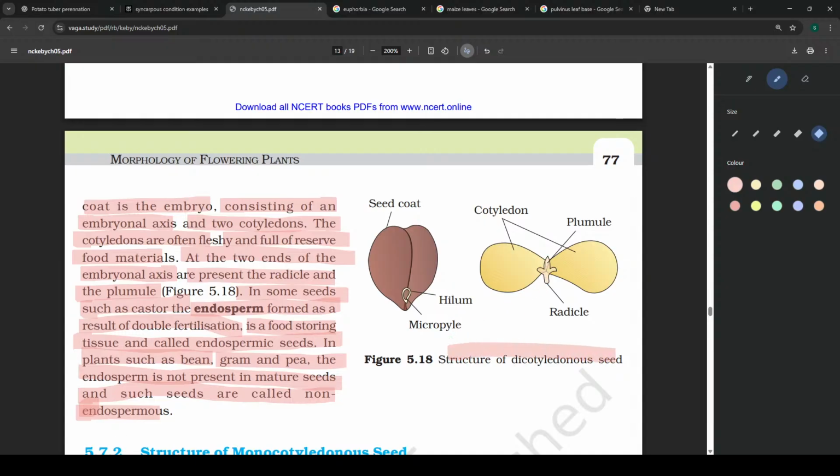Structure of a dicotyledonous seed. There is a micropyle, the small pore, a hilum, the attachment scar, seed coat, testa, and tegmen. Cotyledons, two cotyledons in case of dicot seed, a radicle, the future root, and plumule, the future shoot. That's all.